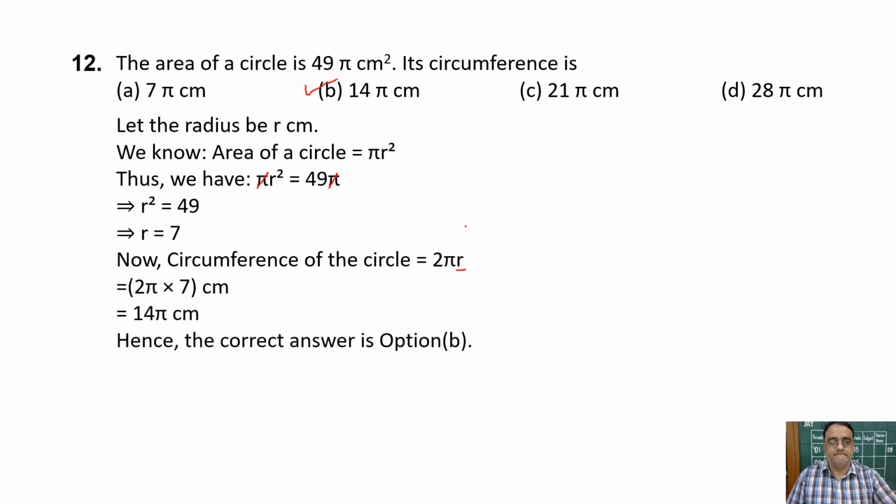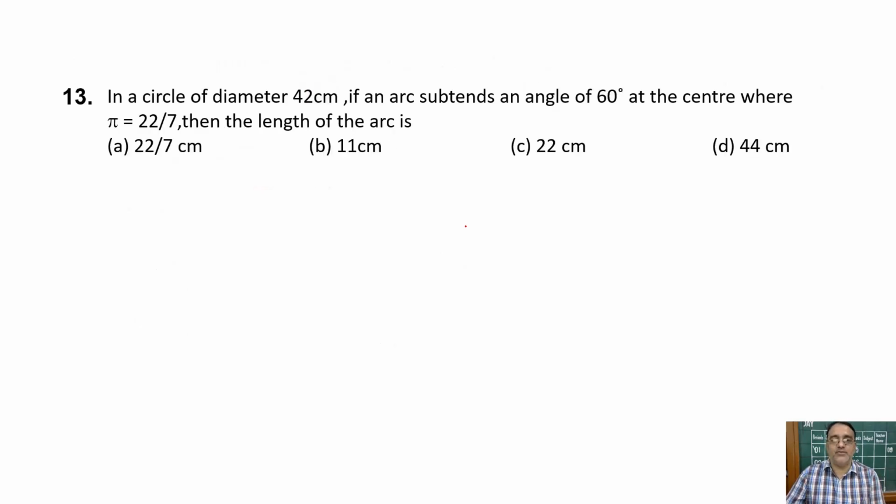B, right. So now we are moving toward question number 13. In a circle of diameter 42 centimeter, if an arc subtends an angle of 60 degree at the center, where pi is equal to 22 by 7, then the length of the arc is dash. So the diameter is given 42 centimeters, so radius will be 21, and the value of theta is given. So what is the formula of length of the arc? Theta upon 360 into 2 pi r. Very good. Theta upon 360 into 2 pi r. So we'll substitute the value of theta, that is 60, pi 22 by 7 और r 21.